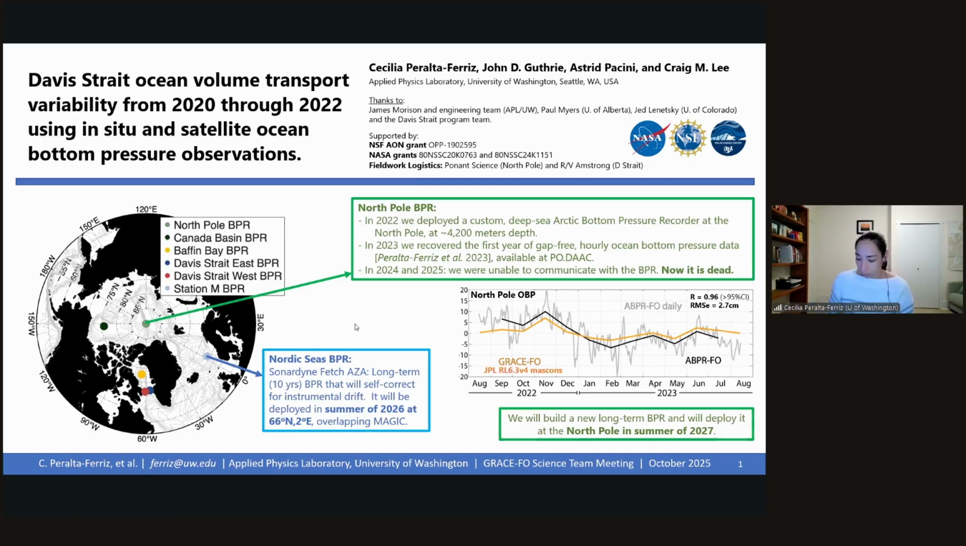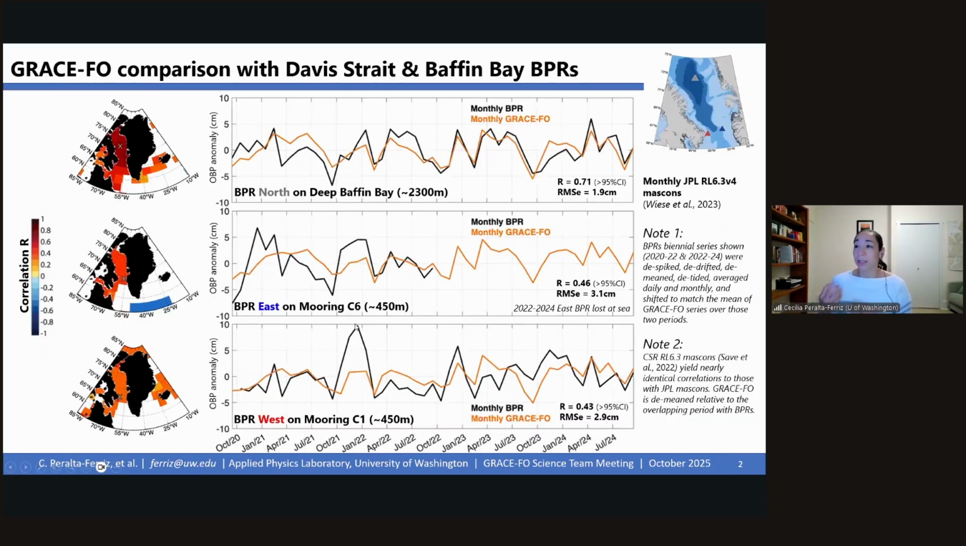Another pleasantly great news is that even though this is a very challenging region for GRACE solutions to detect ocean mass changes, we have now used the monthly JPL, the most recent solutions of the MASCONs, and the CSR MASCONs. They give almost identical results here. And we have 3 records here, one in Western Davis Strait, one in Eastern Davis Strait, and we have one in the deeper Baffin Bay up here.